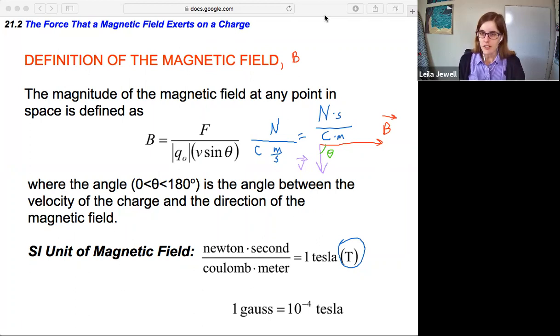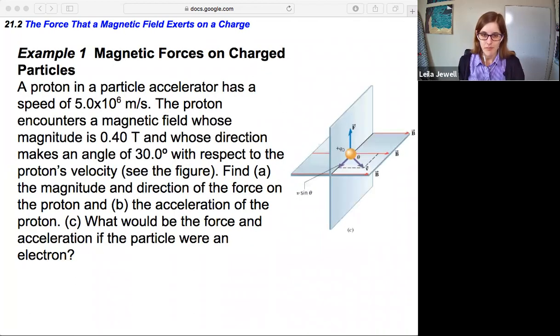Now that we've seen this, let's take a look at an example. How can we use these ideas? So example 1, magnetic forces on charged particles. A proton in a particle accelerator has a speed of 5 times 10 to the 6 meters per second. The proton encounters a magnetic field whose magnitude is 0.40 Tesla and whose direction makes an angle of 30 degrees with respect to the proton's velocity. See the figure. Find A, the magnitude and direction of the force on the proton, B, the acceleration of the proton. C, what would be the force and acceleration if the particle were an electron?